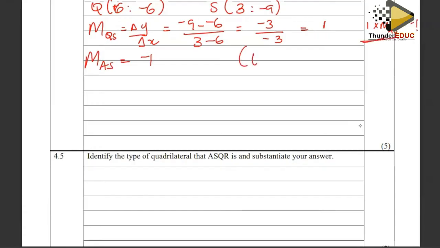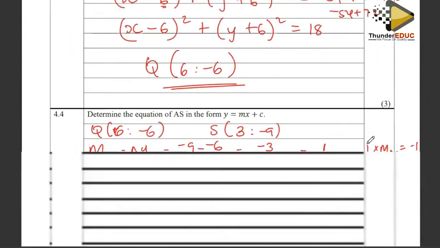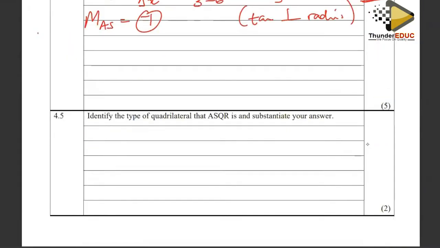Reason, we're going to say the tangent is perpendicular to the radius. All right, so we have our gradient. We can use the point S, which is (3, negative 9). At (3, negative 9), we can say y minus y1 is equal to m into (x minus x1).